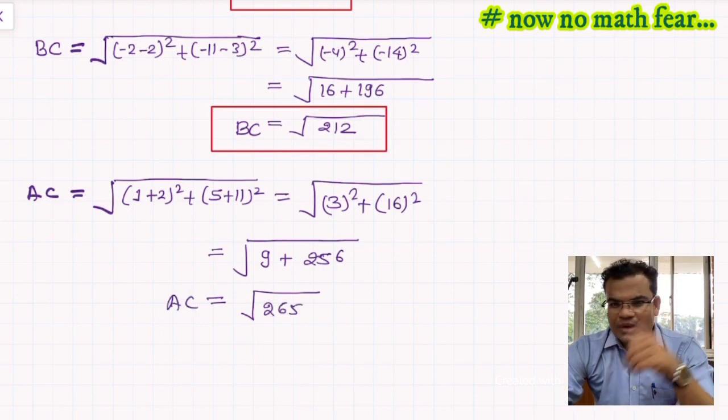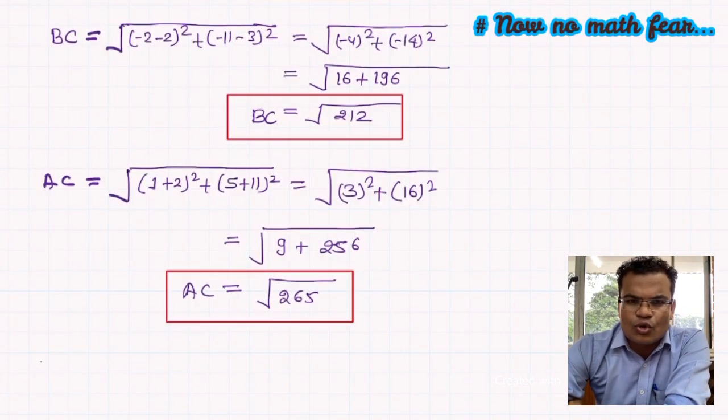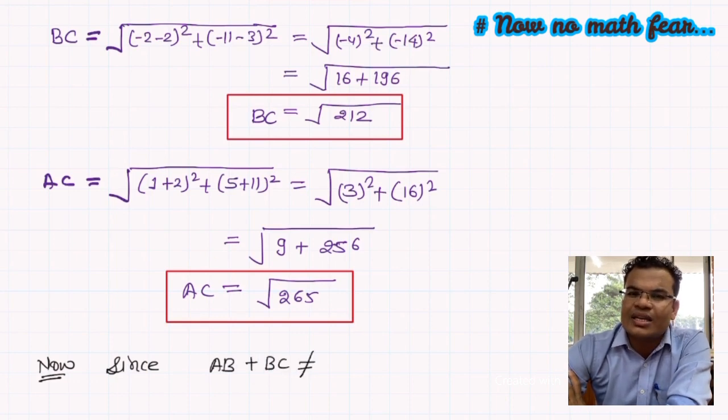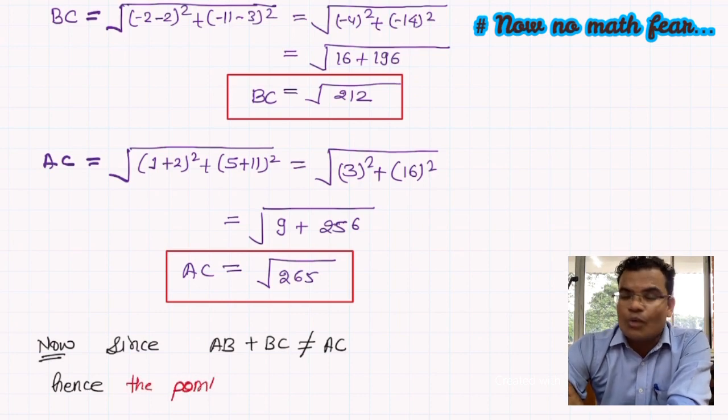And if you observe all three values, they are root 5, under root 212 and root 265. If you add them, AB plus BC will not be equal to AC, because all are in square roots. So you can say further that AB plus BC is not equal to AC, hence the three points are not collinear. So just write the answer that the points are not collinear.